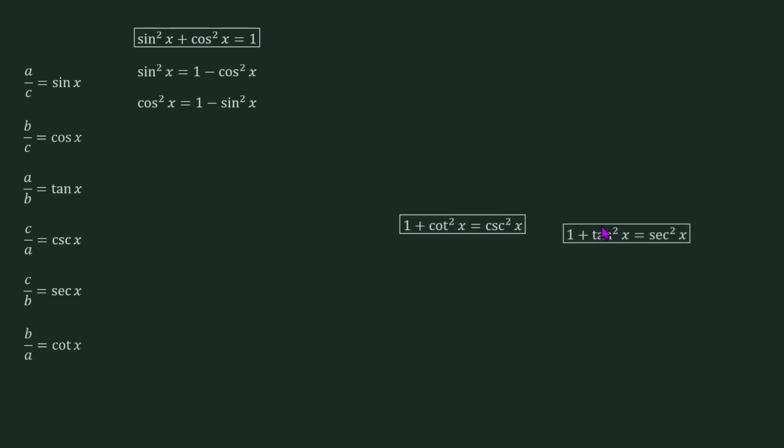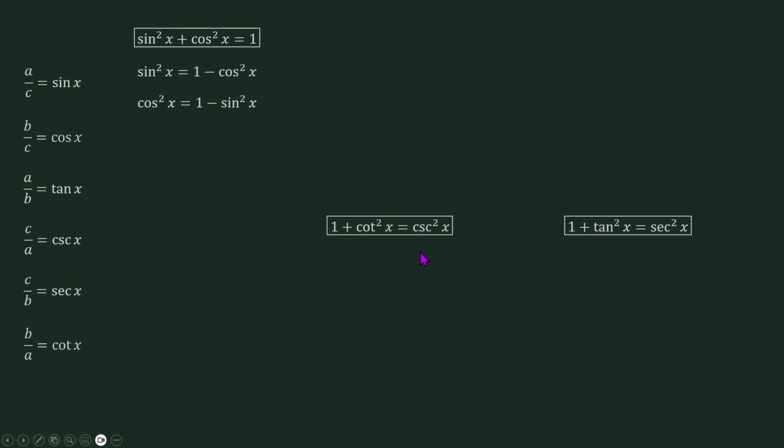equation. And then we can furthermore derive it where we transfer cotangent square x to the other side. So it becomes 1 is equal to cosecant square x minus cotangent square x. And also, when we transfer 1 to the other side, it becomes cotangent square x is equal to cosecant square x minus 1.